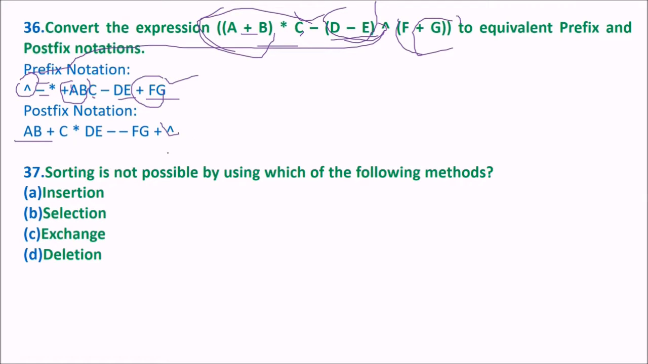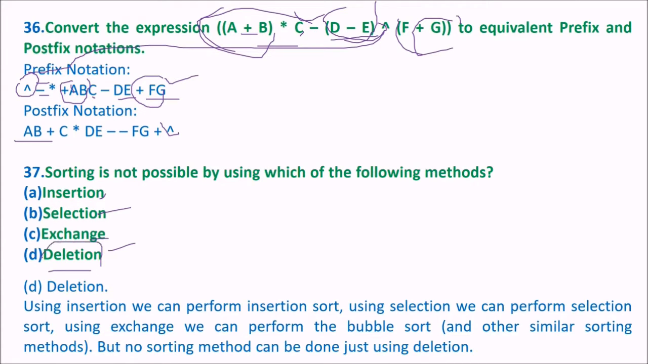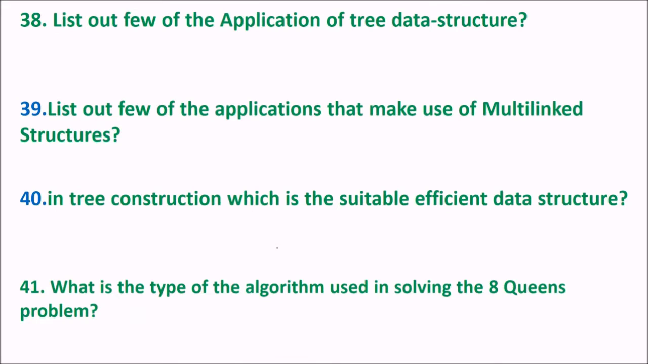Sorting is not possible by which of the following methods? Sorting involves insertion, selection, exchange, but deletion will not be. This will not be the operation that will ever sort the elements. Using insertion, we can perform insertion sort. Using selection, we can perform selection sort. Using exchange, we can perform bubble sort, but no sorting method can be done just using deletion.